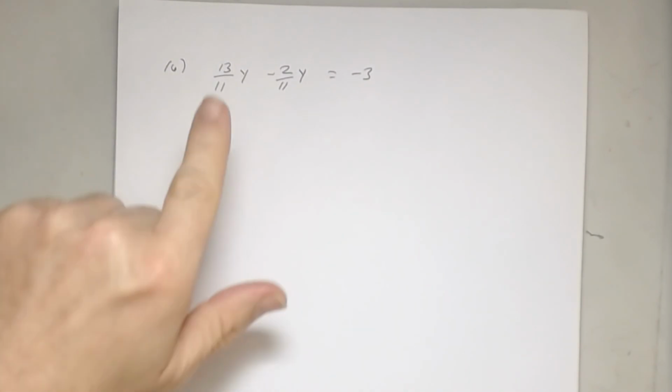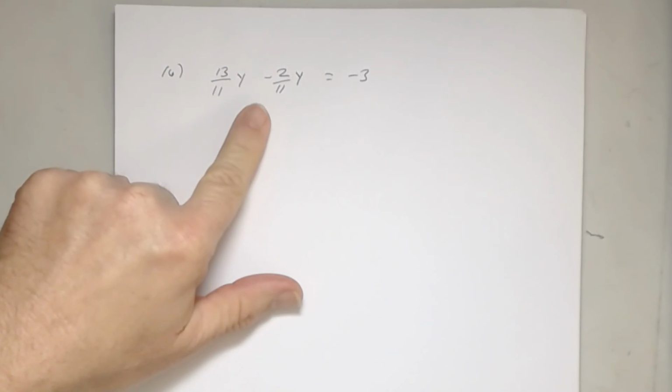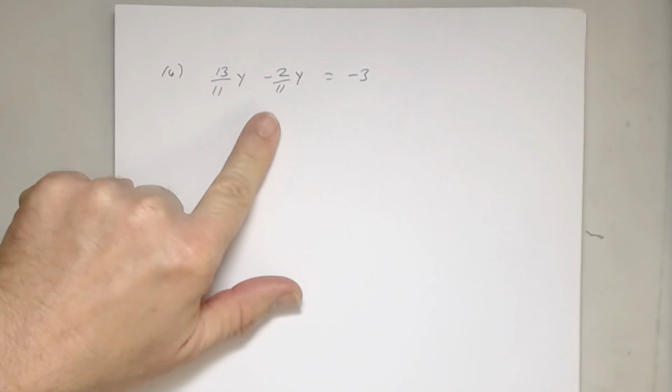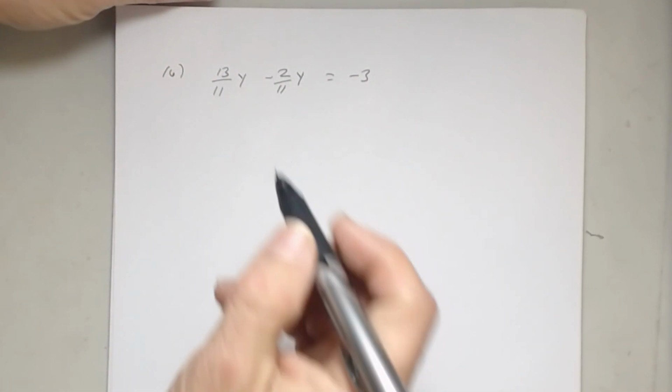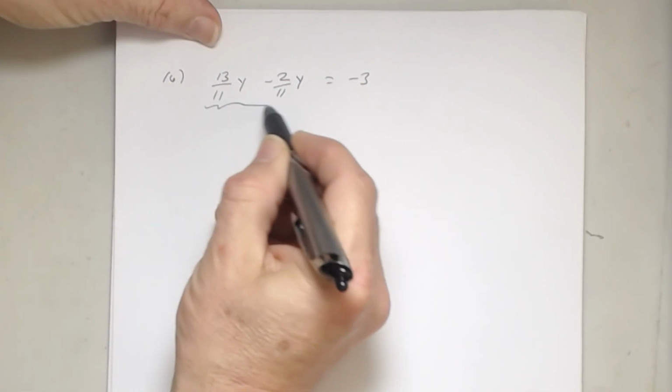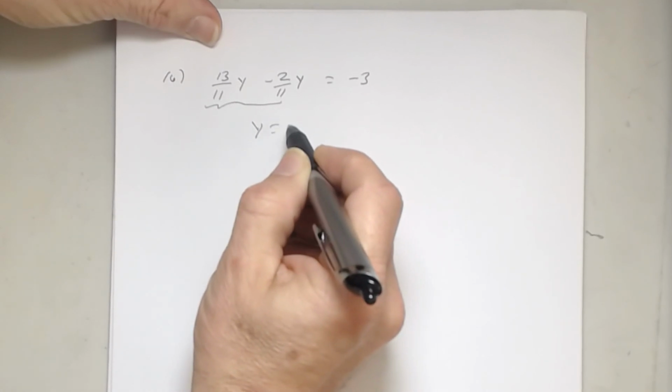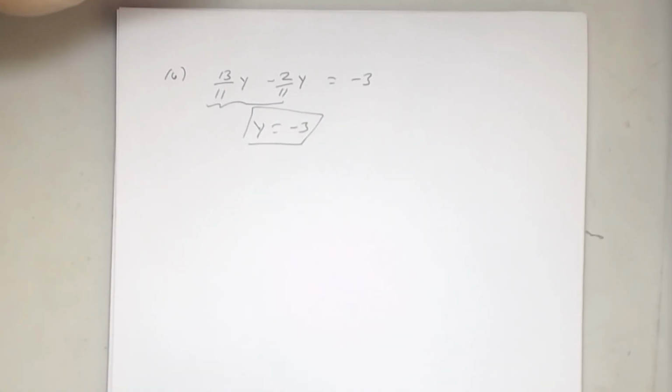Yes. Now remember, these numbers are already the same, so it's an easy kind. What's 13 11s subtract 2 11s? 11 11s. But what's 11 11s? 1. So I'm going to ask you again. What's 13 11s subtract 2 11s? That's just y. You're done. What's y? -3. There's your solution.